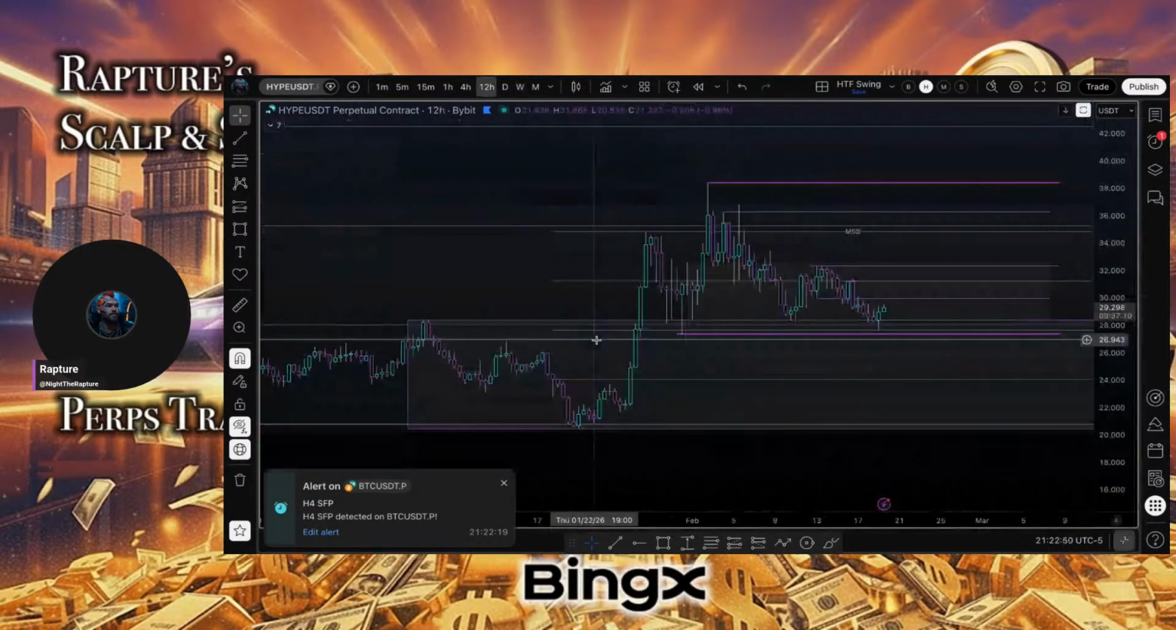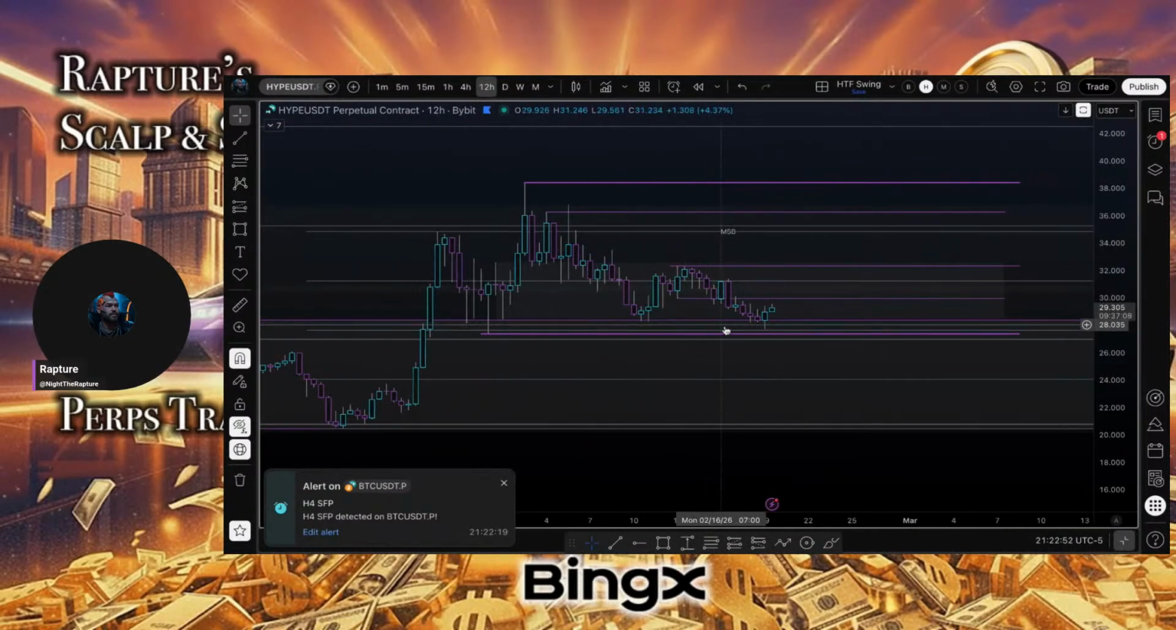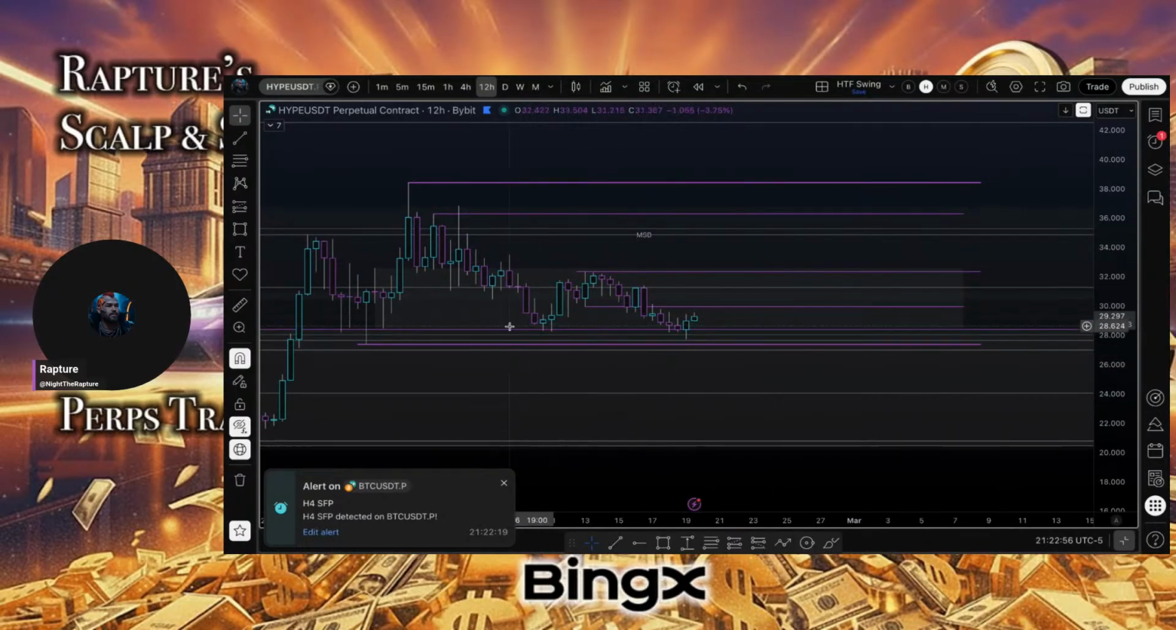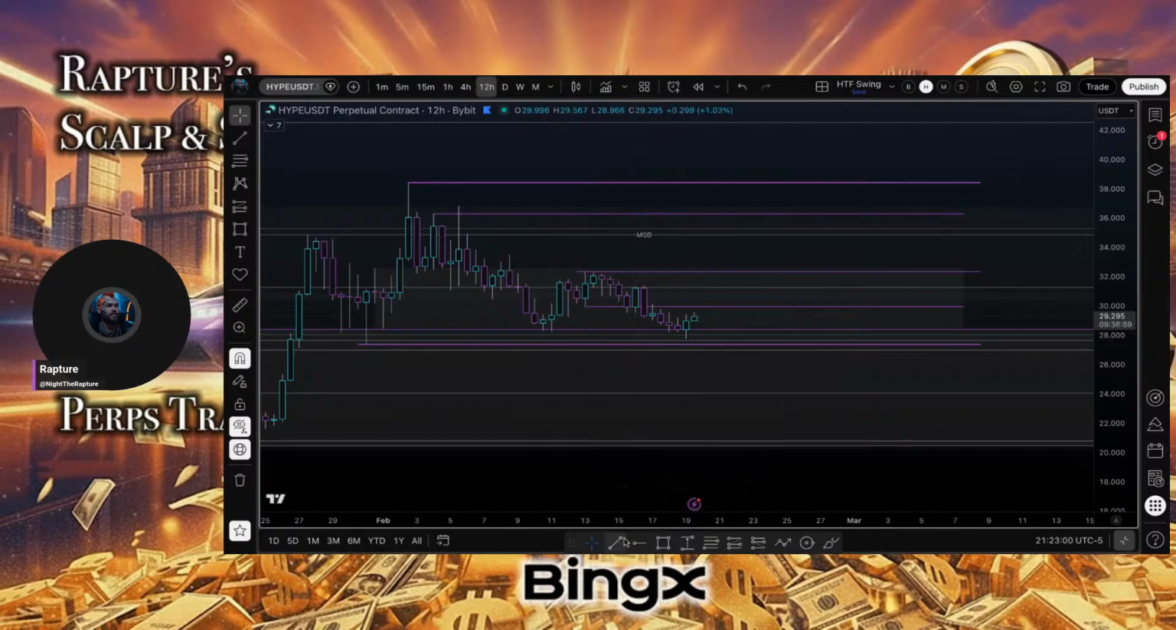Let's come over to H12. Okay, so H12 SFPs. Got an H12 SFP into the H12 SFP. Look at that. Right? H12 SFP. So you were asking about an H4 SFP retest and long setup. Well, I see this H12 SFP.